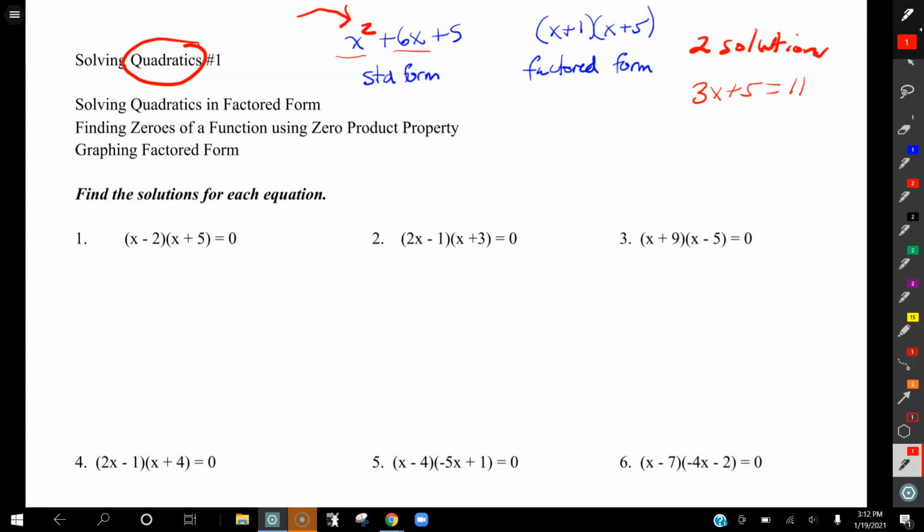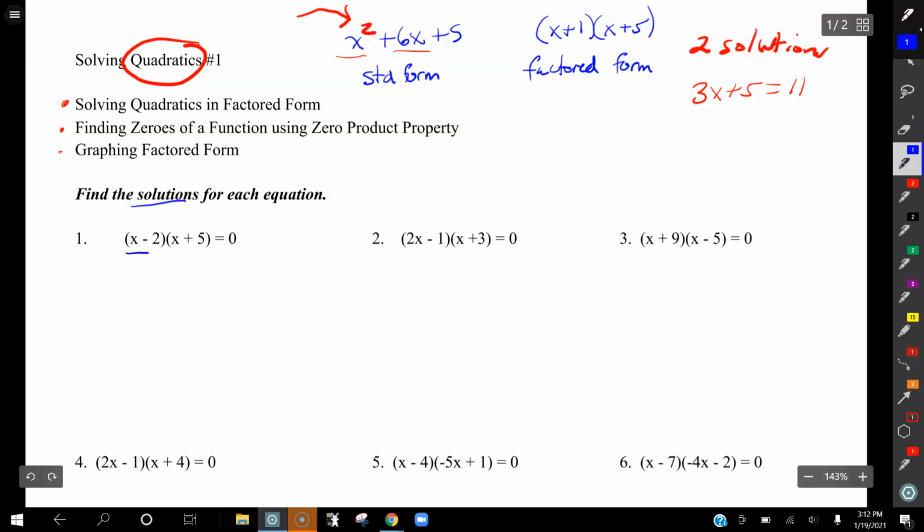So today we're just going to focus on 3 things. We're going to solve quadratics in factored form. We're going to find zeros of a function and then use the zero product property. And then we're going to graph in factored form. So we start off pretty easy today. This is your homework, and I'm just going to do 3 or 4 of these with you to get you going. So here we go.